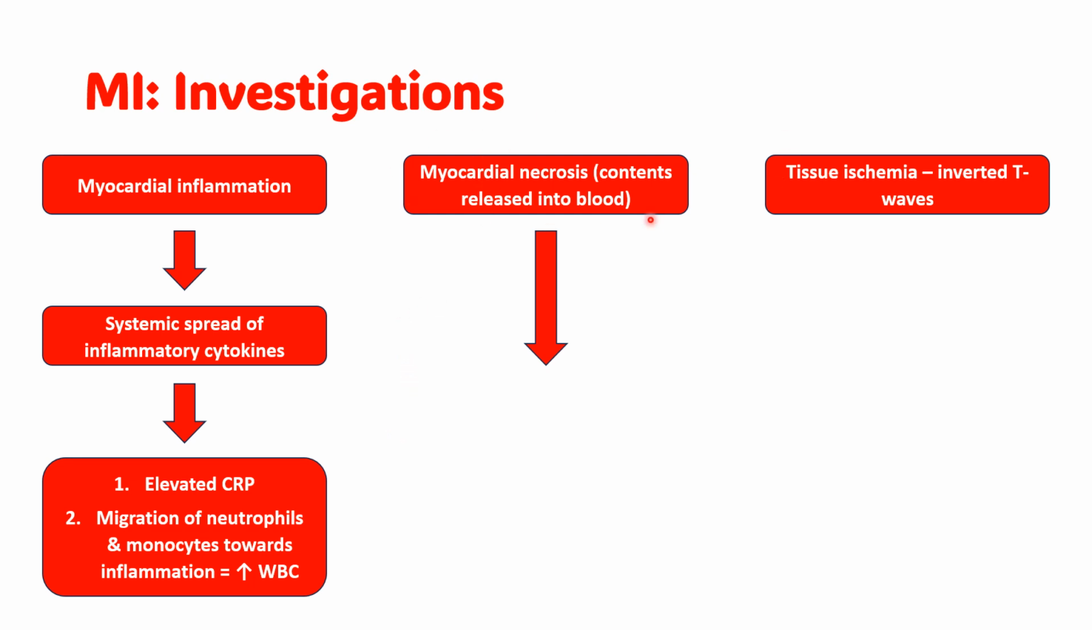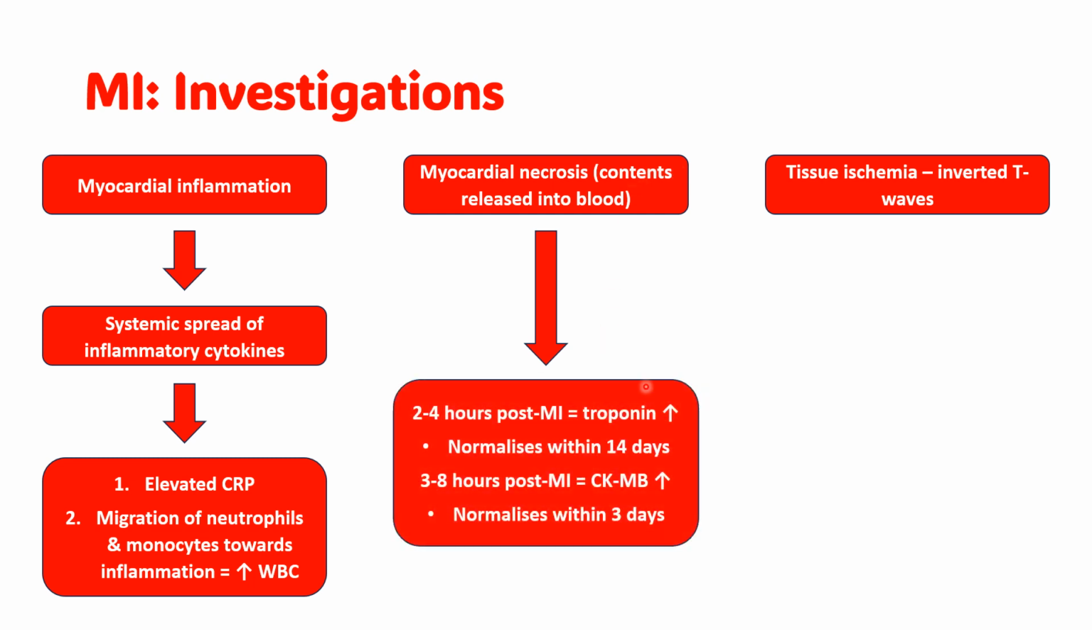Let's look at the myocardial necrosis. So we need to think about the contents, what are within the cardiomyocytes. So we have the troponins. Troponins can be troponins I and T. They're raised 2 to 4 hours post-MI, and they tend to normalize within 14 days. And then we also have creatinine kinase, which rises 3 to 8 hours post-MI and normalizes within 3 days. So troponins are more sensitive and specific for myocardial necrosis.